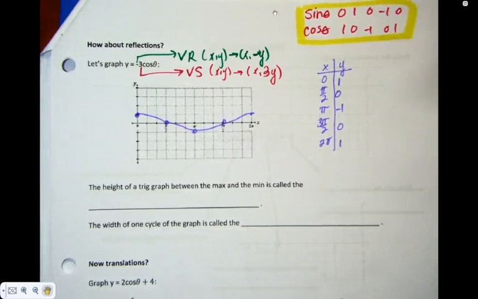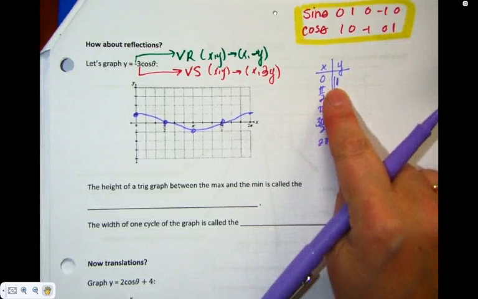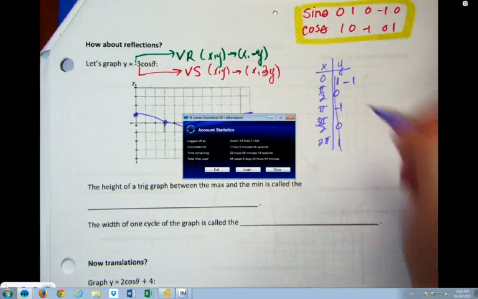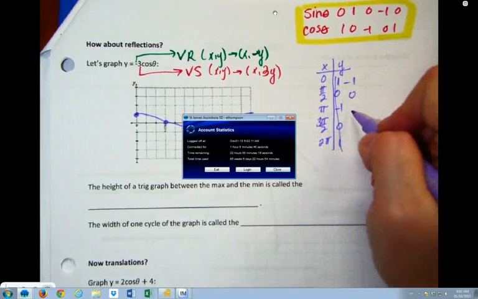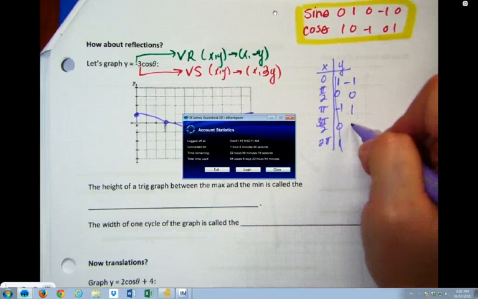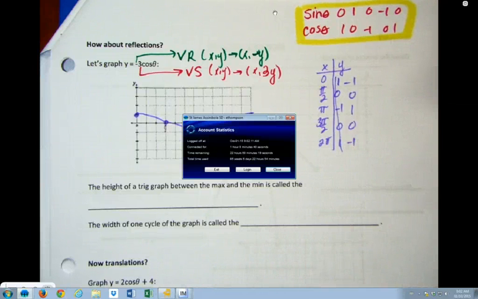A little bit. Okay, reflection again. If you want to work off the points, work off the points. If you don't, wait for me a second. Changing the sign, so 1 goes to -1. 0 does not go to -0. -0 does not exist, it's just 0. -1 goes to 1. 0 goes to 0. And 1 goes to -1.